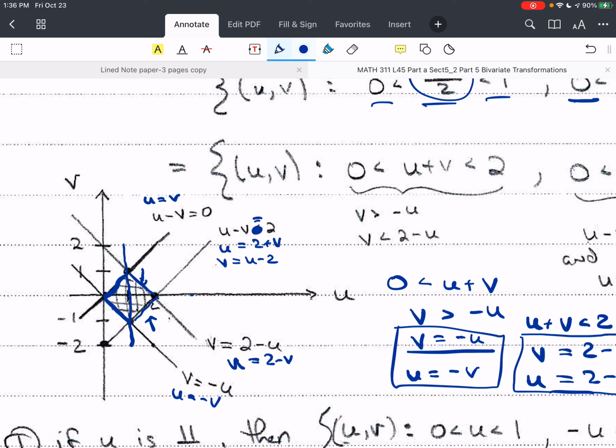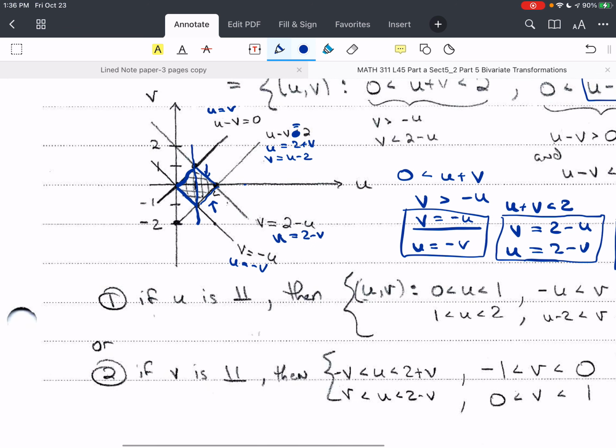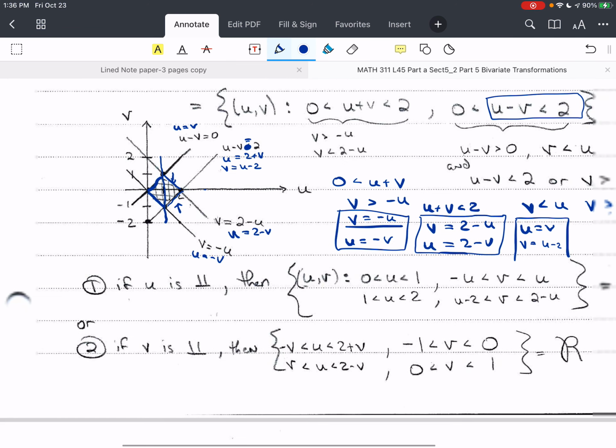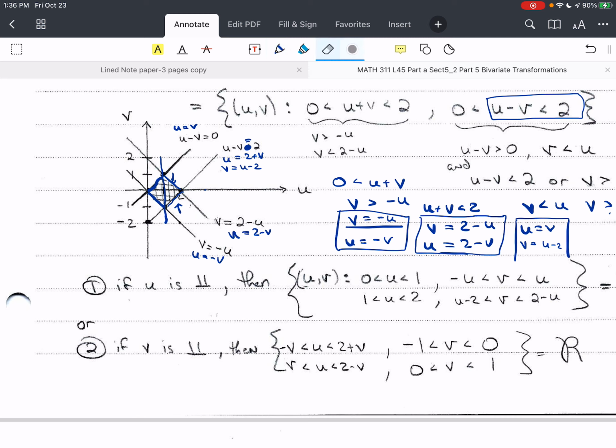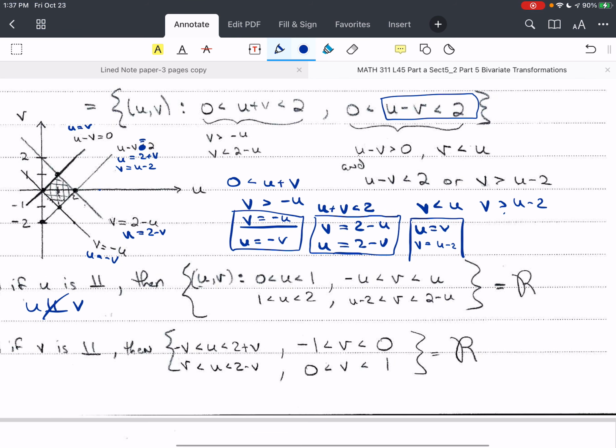Okay? So now I can write this in terms of u. We're going to write it with u as the outer variable. U and v are not independent. This is not a square, this is a diamond. So u is not independent of v. But I can write it in terms of u. So I'm going to break it up.